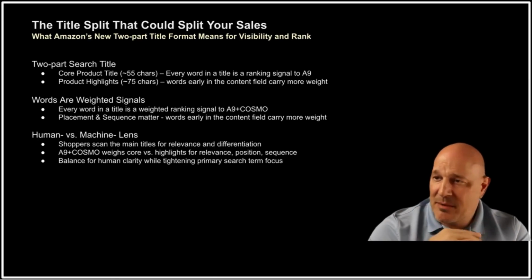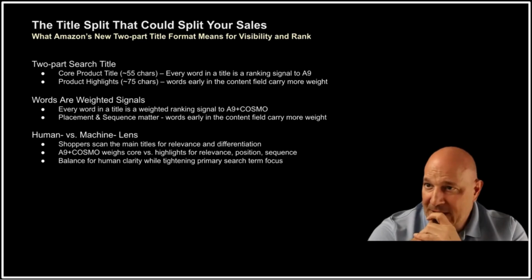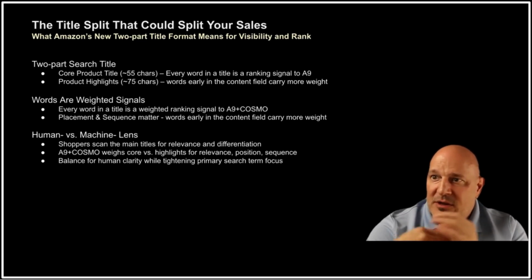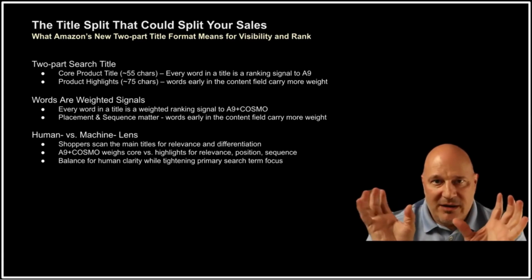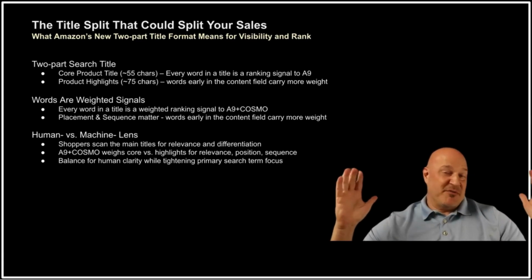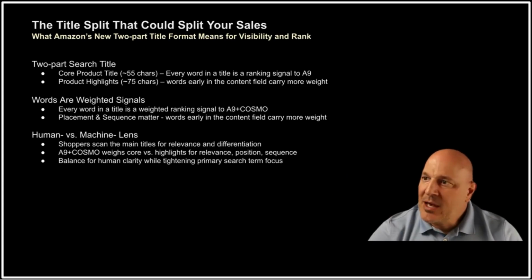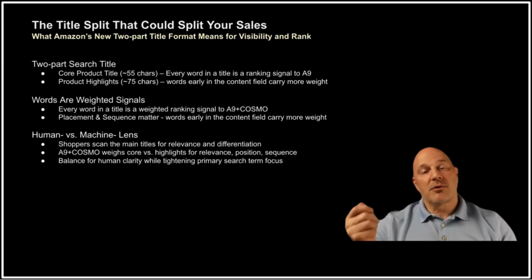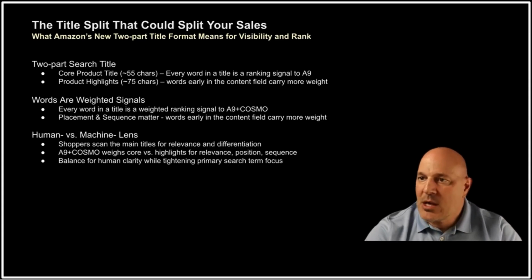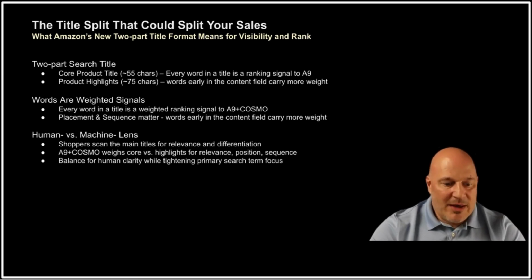So something I haven't taught before, I'm going to show you today. The first part on this is the core product title, which is what Amazon's going to show as that first 55 characters, full complete words, 55 characters. That is going to have the strongest signal, not only to the shopper, but also to the algorithm. The product highlights is going to be the next 75 characters.